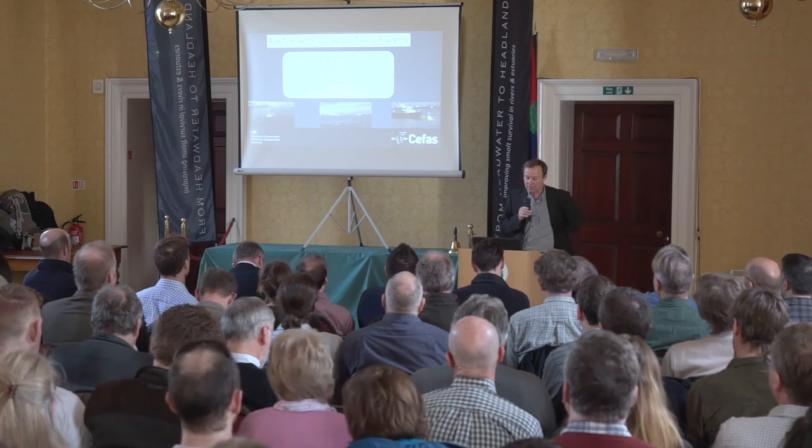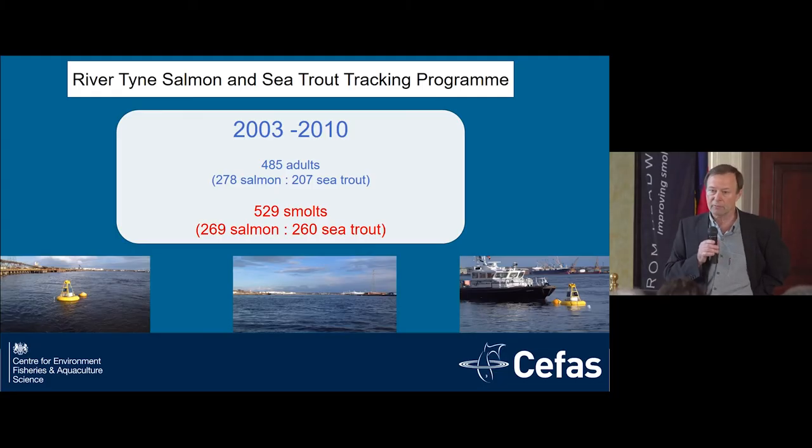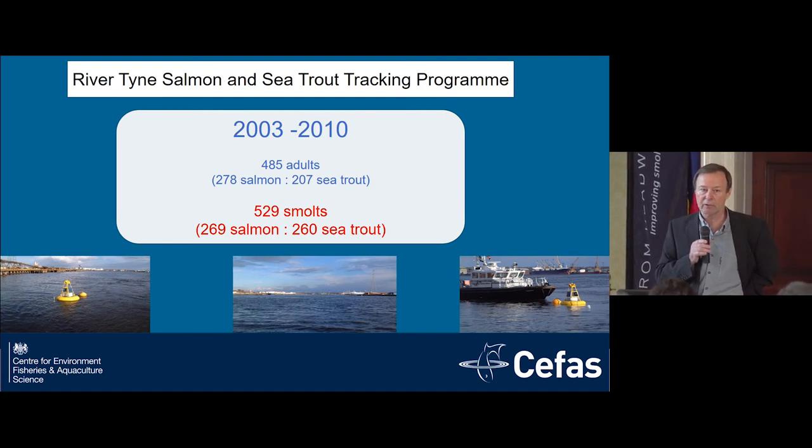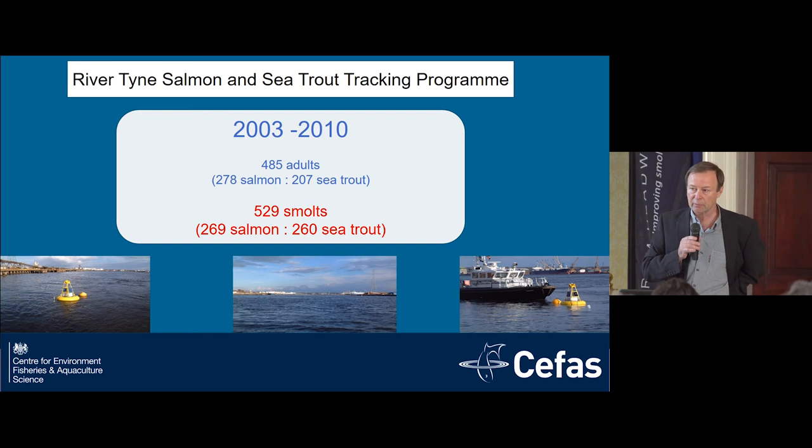Lastly, I just want to talk a little bit about a study we did over a number of years on the River Tyne. This was quite an extensive salmon and sea trout tracking program. In all, we tagged something like 485 adults and over 500 smolts, and the study was really in relation to looking at the construction of the new Tyne Tunnel crossing. So it was a before, during and after study.